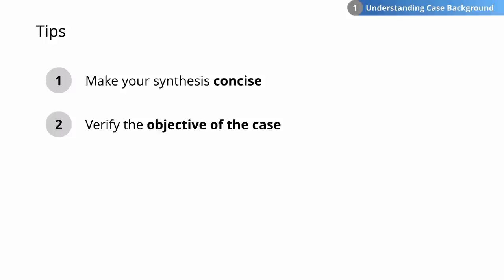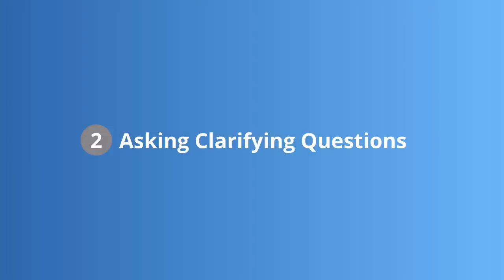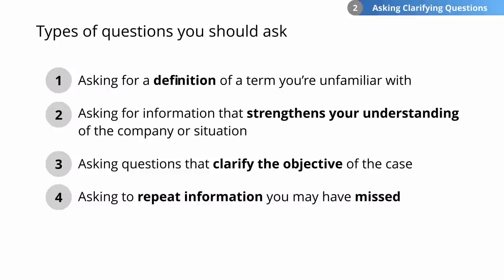Next, we'll move on to the next step, asking clarifying questions. Now, you'll have the opportunity to ask questions before you begin thinking about how to solve the case. At this point, only ask questions that are absolutely critical for you to fully understand the case background and objective. You'll be able to ask more questions later. There are 4 types of questions you could ask. 1, asking for a definition of a term you're unfamiliar with.